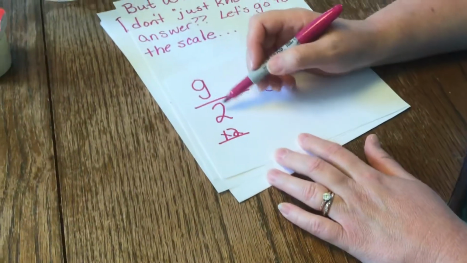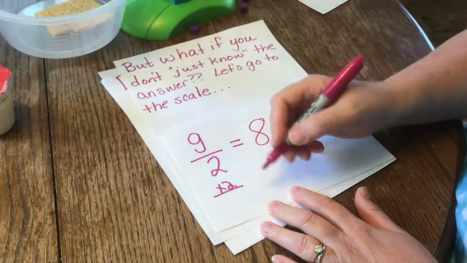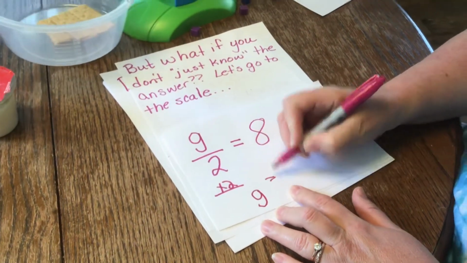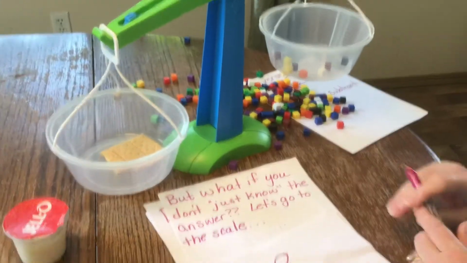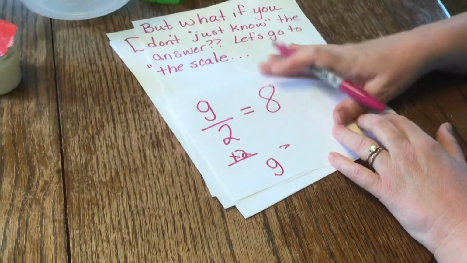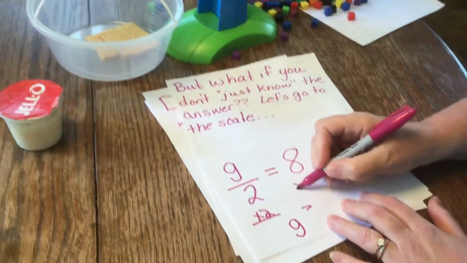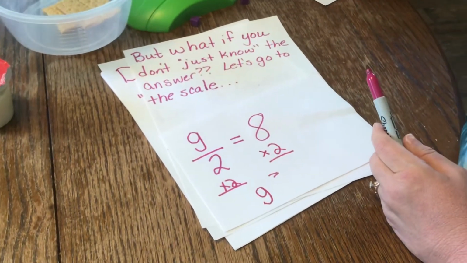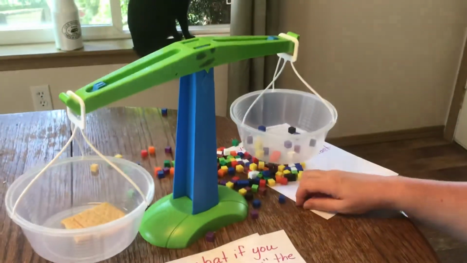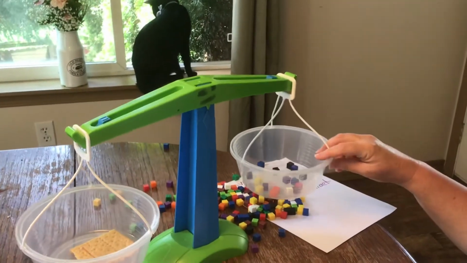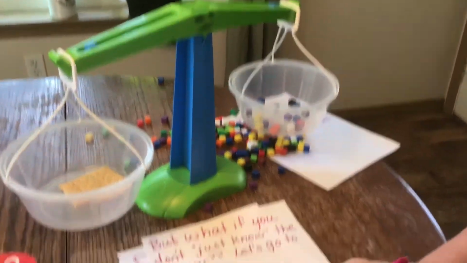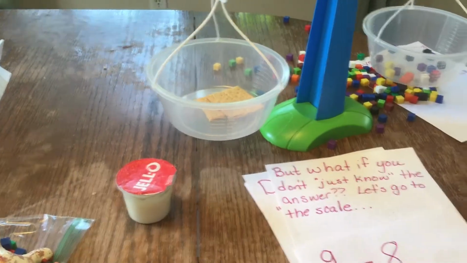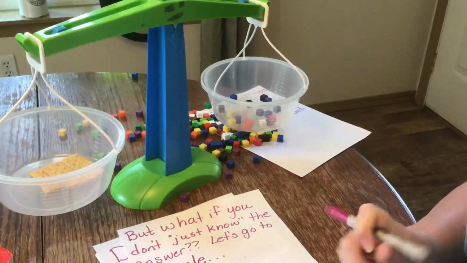Graham cracker divided by 2 and then multiplied by 2 gives me 1 whole graham cracker. But we're out of balance. In order to put it back in balance, I'm going to have to do the same thing to the other side. I'm going to have to multiply that 8 times 2. So there's 5, 6, 7, 8. 8 times 2 is 16, and sure enough, 1 graham cracker weighs the same as 16 blocks.